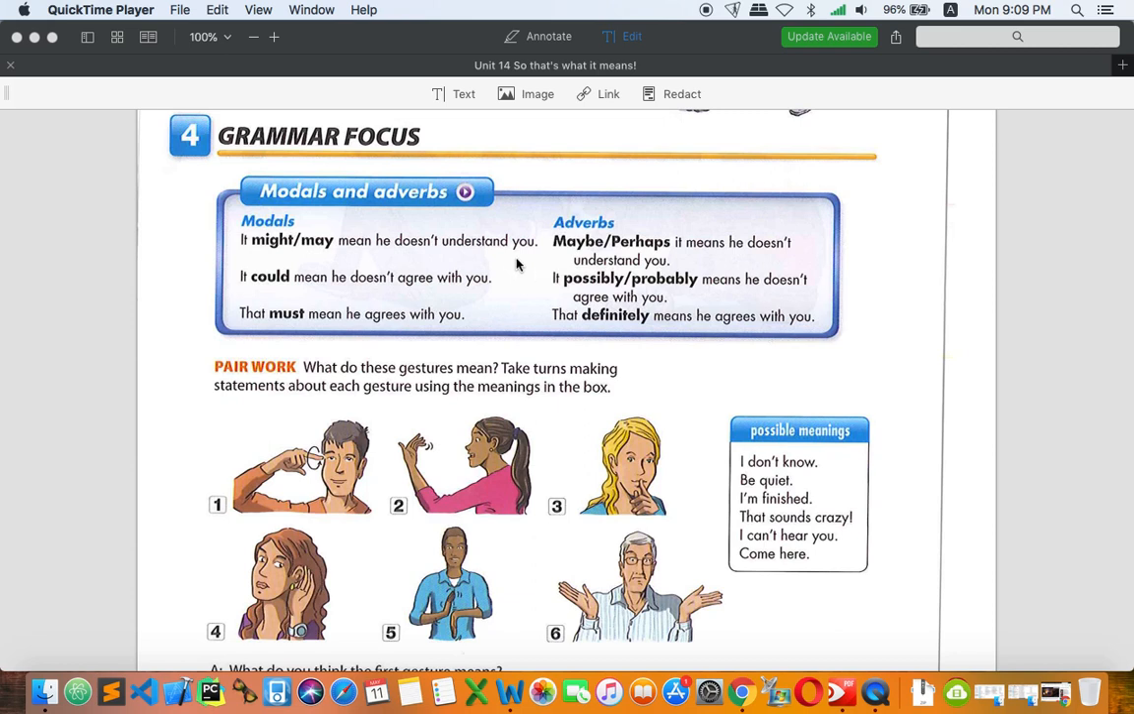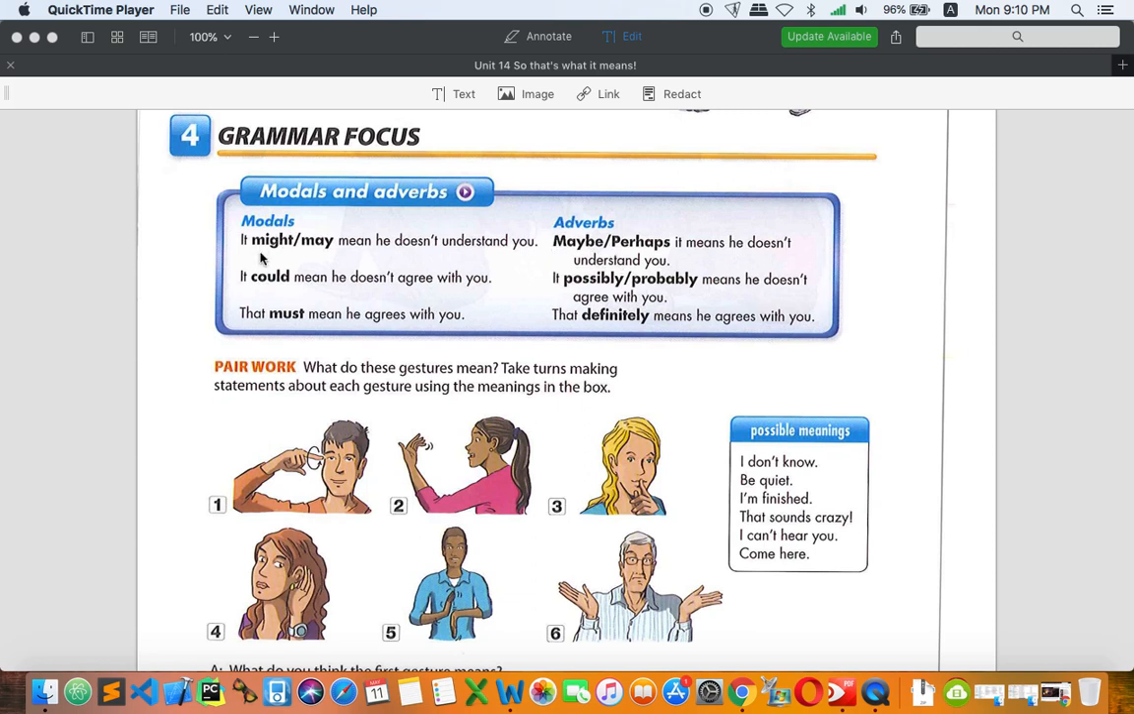So the idea of learning adverbs is to compare them to modals. It means that if you don't want to use modals and you want to express the same meaning like might or may, you can use some kind of adverbs instead. So might or may, you can replace them by using maybe or perhaps. In this case, you can write in two different ways.